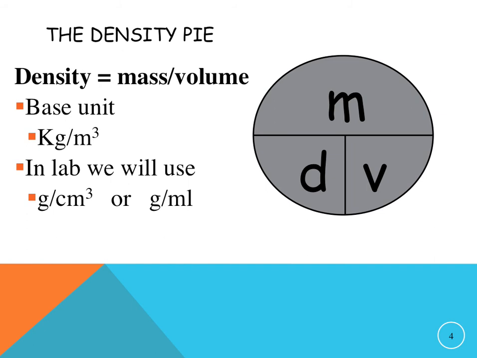If we want to solve for volume, we can put our finger over the V, and that gives us M over D, so it'll be mass divided by density. So the density pie can help you rearrange the algebraic equation without actually having to rearrange it. It's a nice little graphic organizer that would be useful in your note cards. Our base unit for density is kilograms per meter cubed. In a lab, we will use grams per centimeter cubed or grams per mil. Once again, that was mentioned in our units note packet, so we can look at it different ways.